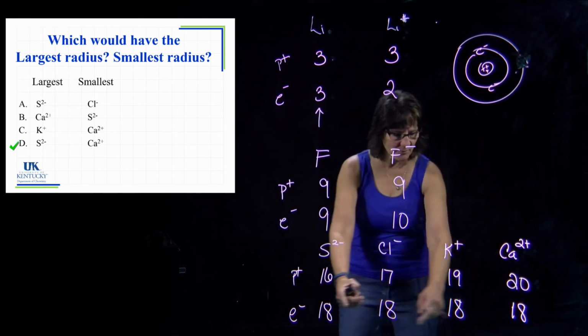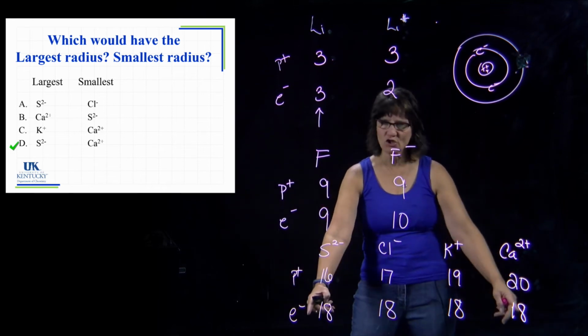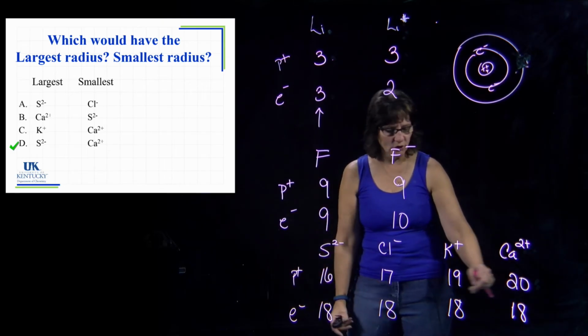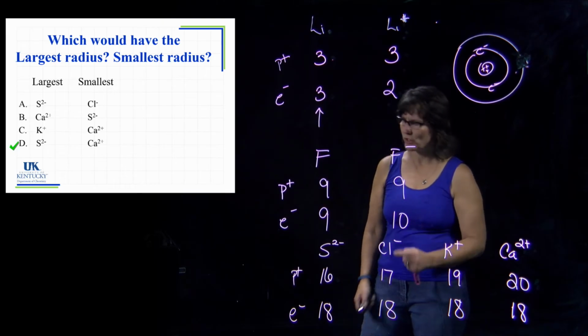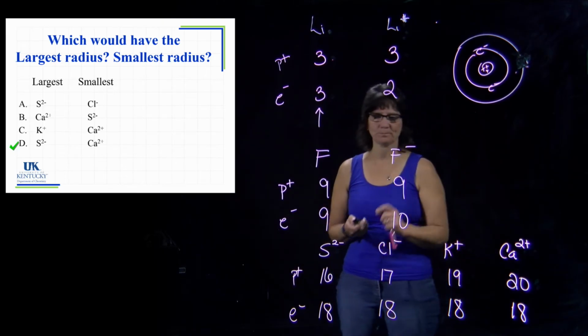They all would have the same shielding. They would all have the same inner shell of electrons. So the nuclear charge is going up, and therefore it's going to get much, much smaller. Now, this is where students go awry with this problem.